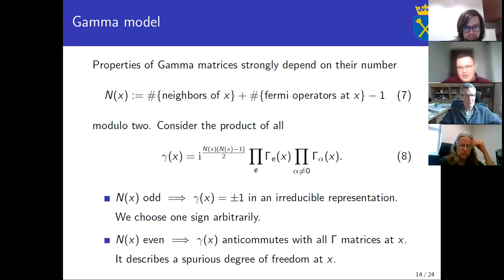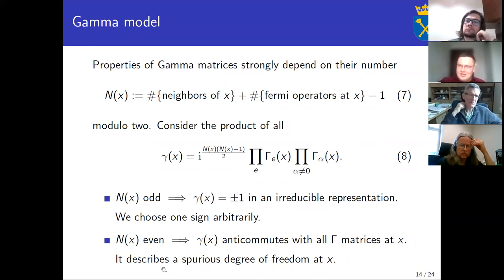And there is another case where n of X is even. And then this gamma of X anti-commutes with all gamma matrices at X. And so there is no counterpart of such a thing in the fermionic system. And actually this describes a spurious degree of freedom at X. So this is again something that is not obvious at this point, but let me state it as follows. For n of X odd, one can check that if you follow the construction through, it works. So the bosonization works in this way.